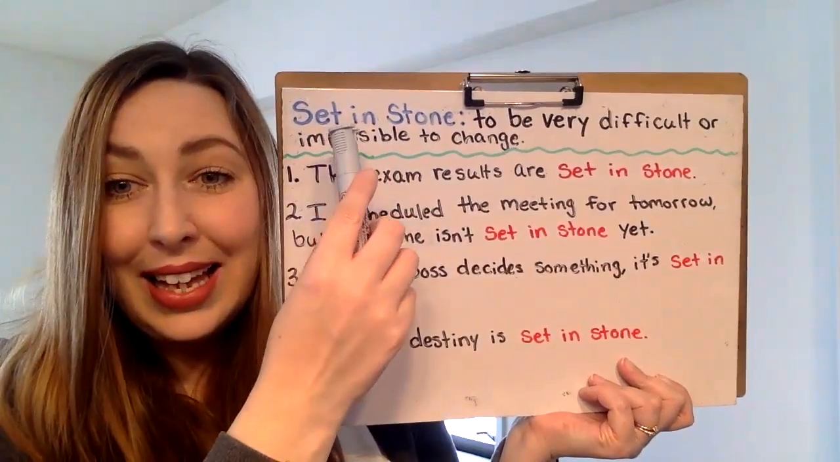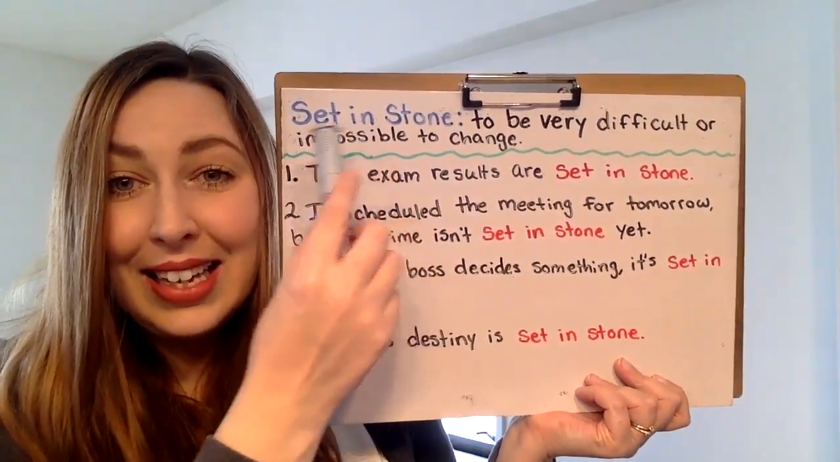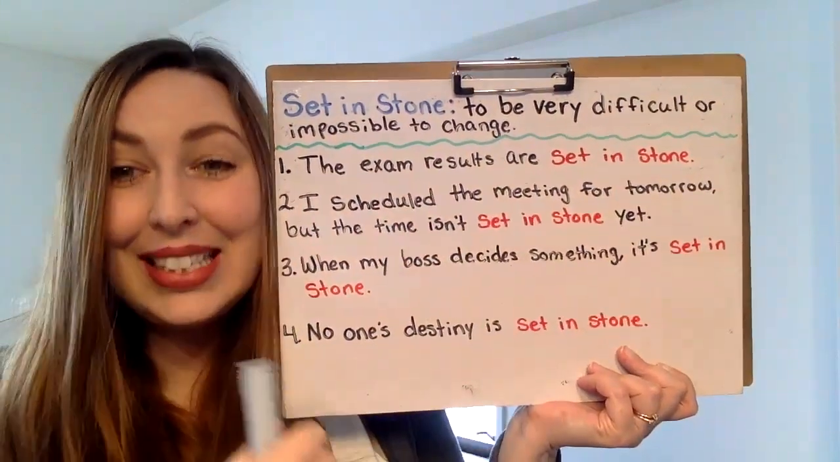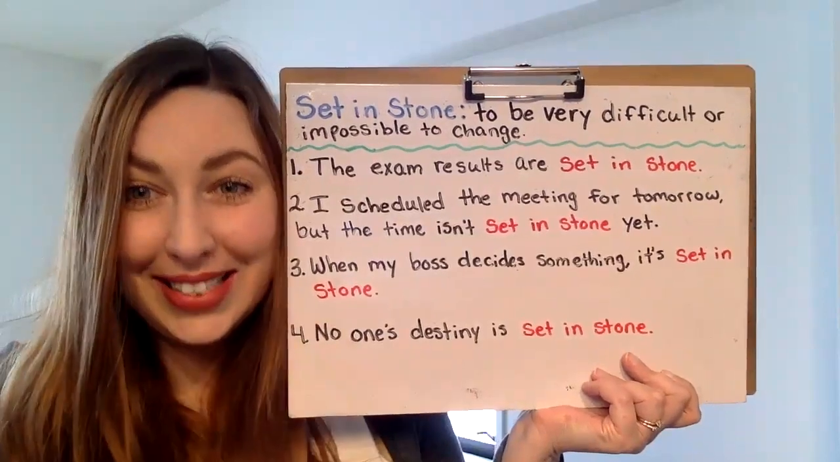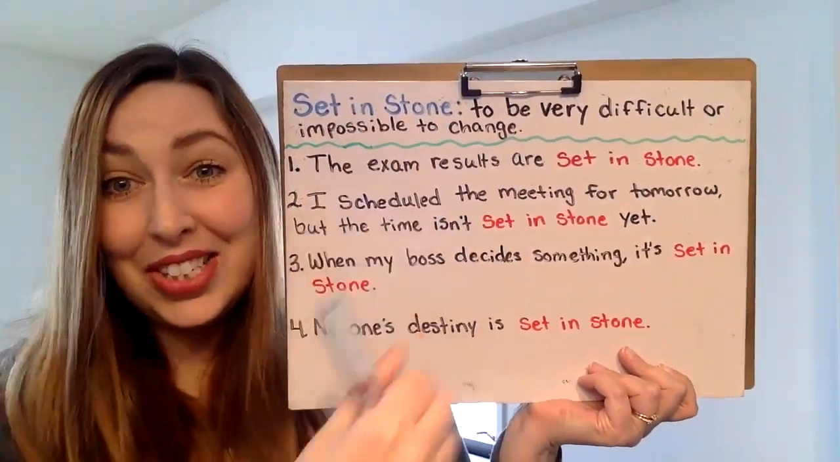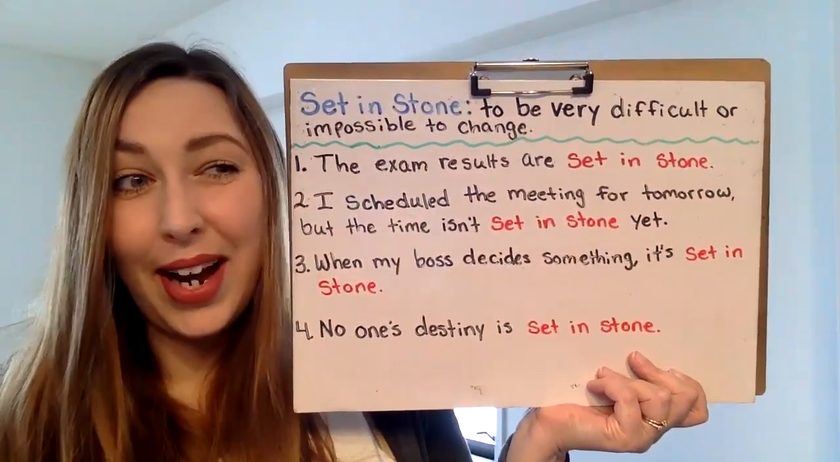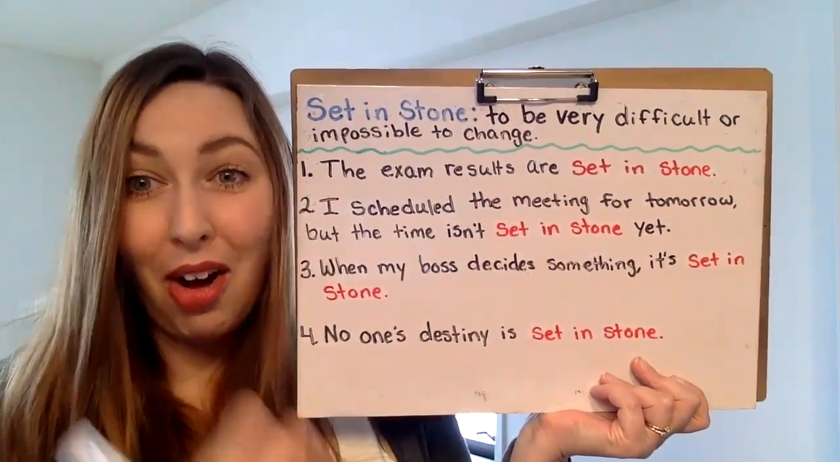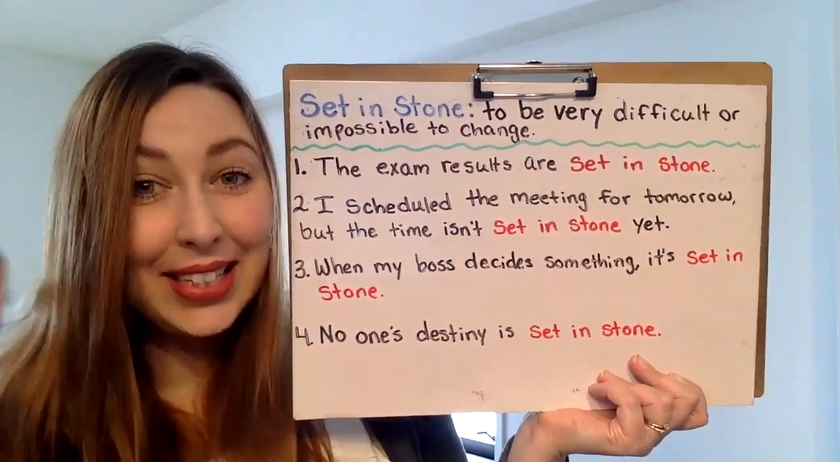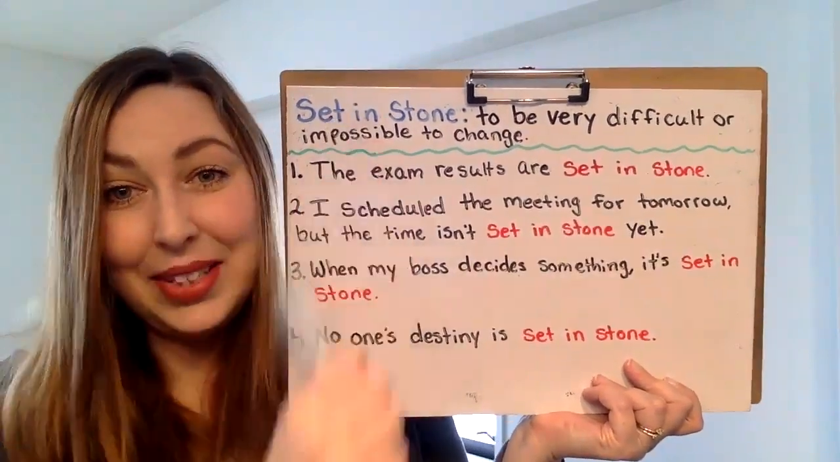So, set in stone, set in stone. Okay, so we often change the pronunciation of the T, and that's why it sounds like we're talking really fast. Set in stone, set in stone. Okay, you can't really hear that T sound here.